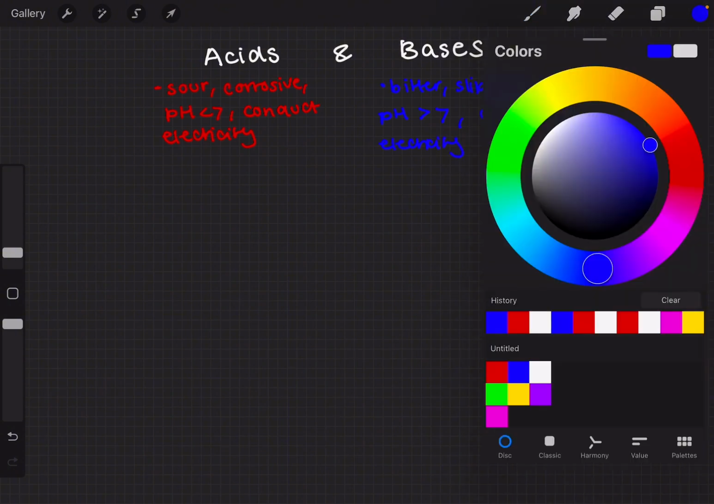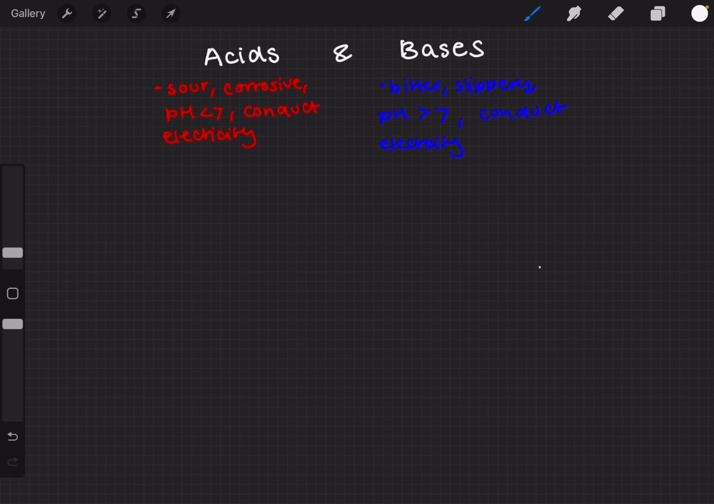Now, just to quickly explain why both acids and bases conduct electricity: an acidic or basic solution is going to have some sort of ion in it. If it's acidic, it's probably going to have a greater concentration of hydrogen ions, and if it's basic, a greater concentration of hydroxide ions. Because there are ions present in these solutions, they can conduct electricity, so electrons can pass through these solutions pretty easily.